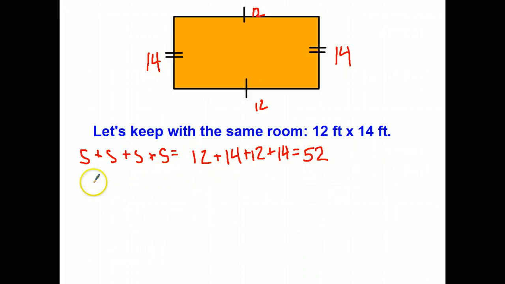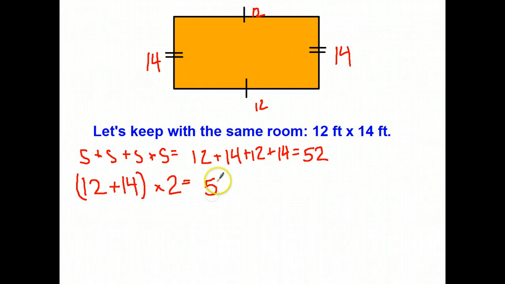But there are other ways of working that out. Usually if I'm doing this, I would take 12 plus 14 and then multiply that by 2. So 12 plus 14 is 26. 26 times 2 is 52. So some people do it adding this and that and then doubling it because it reflects that and that.